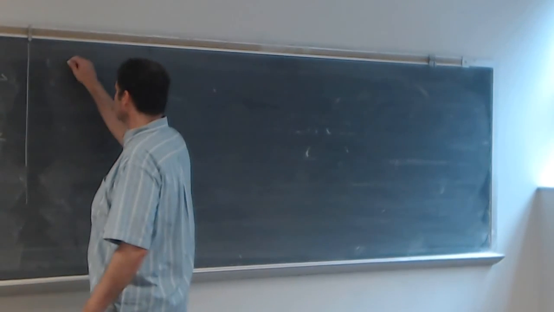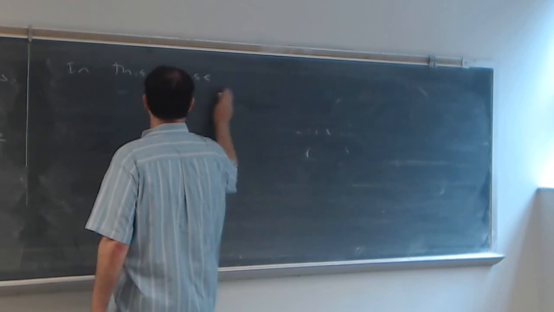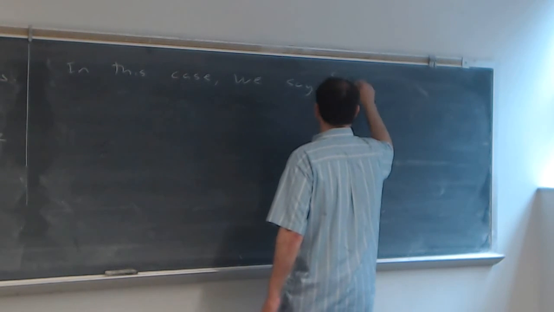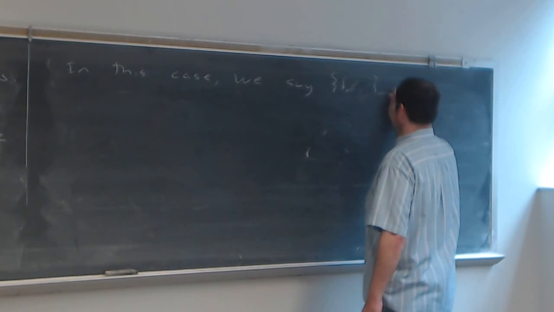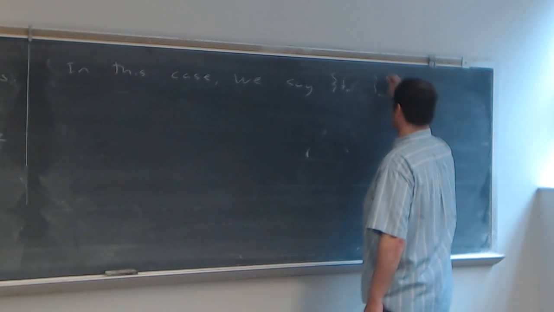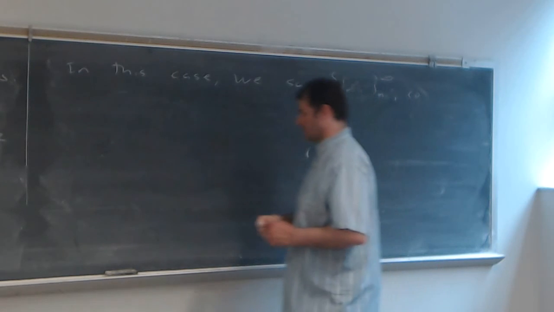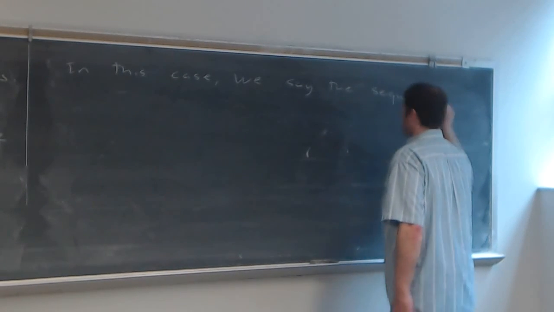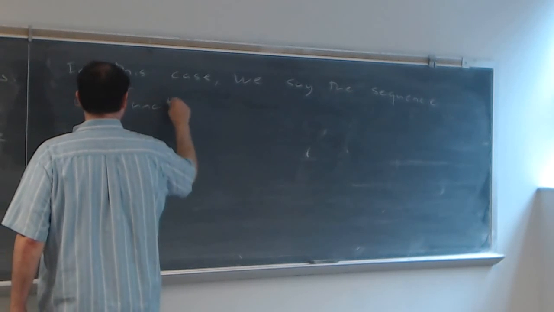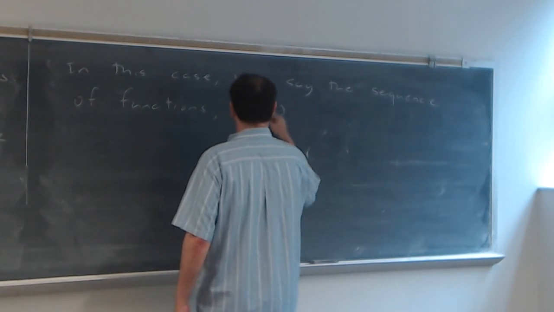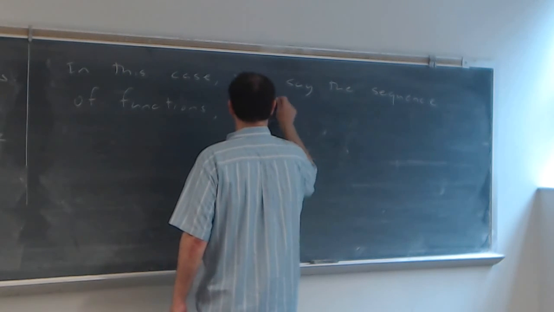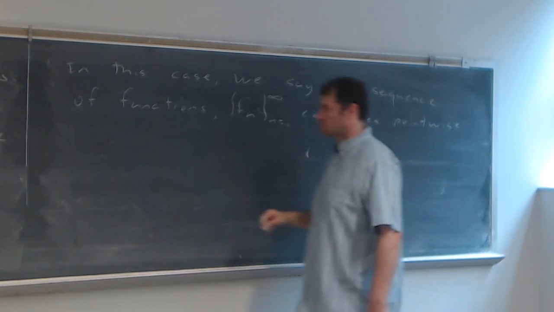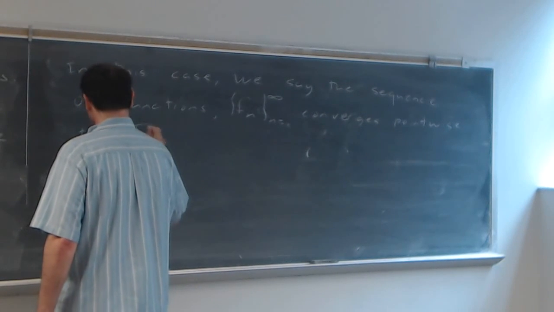So, in this case, we say the sequence of functions f sub n converges pointwise to f on A.